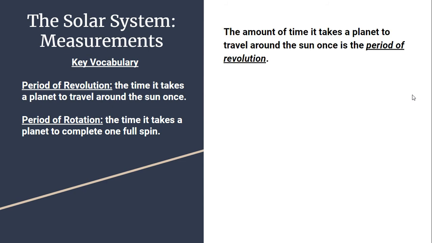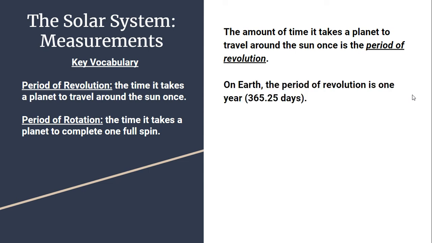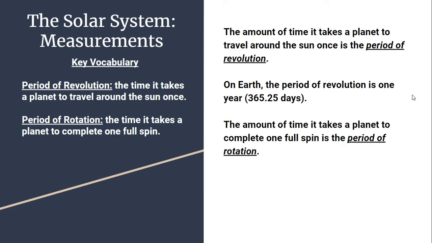For instance, the period of revolution is the amount of time it takes to complete a lap around the Sun. One full orbit around the Sun is the period of revolution. Here on Earth, that's equal to about 1 year. The period of rotation, though, is the time it takes to make one full spin around an axis, or 360 degrees of rotation. On Earth, that's roughly 24 hours or 1 day.